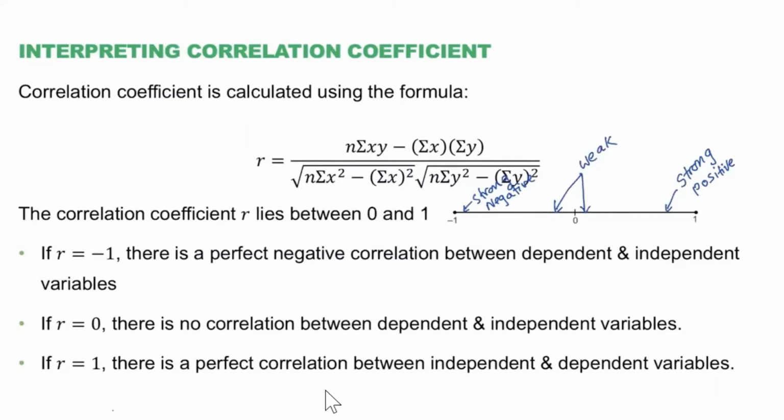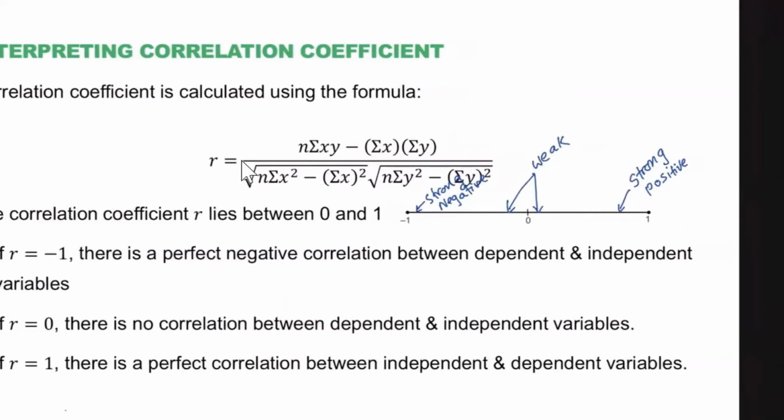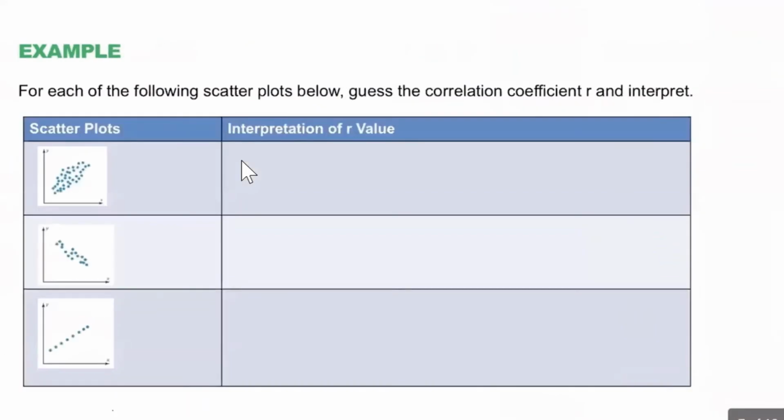We are going to take an example and try to explain or interpret the value of R. Here is that example. You also have this scatter plot, and we are looking at the scatter plot. Let's see what is asked here. For each of the following scatter plots, guess the correlation coefficient R. We are not exactly calculating here, so you are making a guess, and then you are going to interpret the value of R.